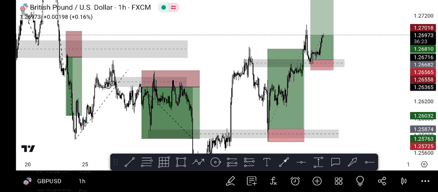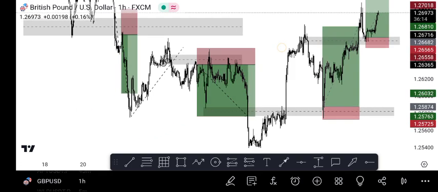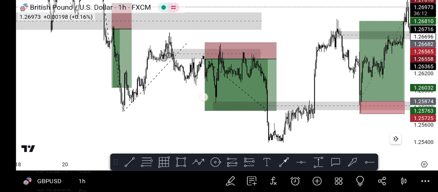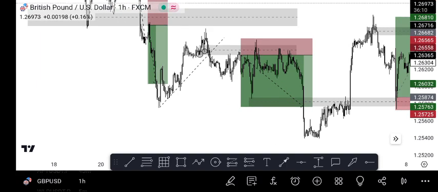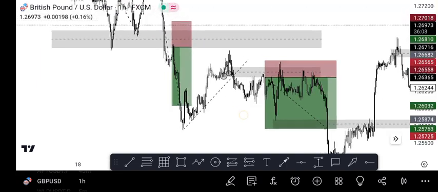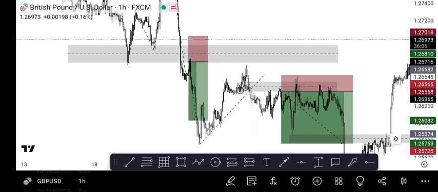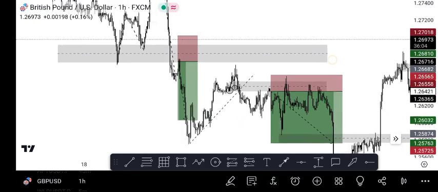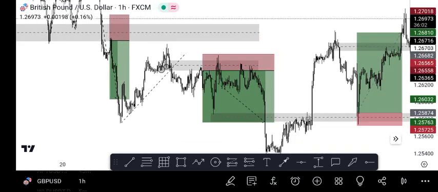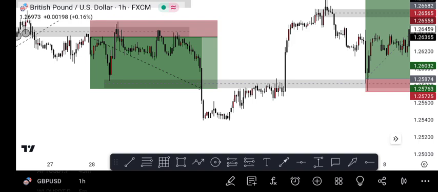So we want to see that reaction, those multiple touches, that struggle. We want to see price struggle and reject from a particular zone. If you look at every support and resistance level that I have marked out, you will see one thing in common: there was a rejection at some point, meaning price had multiple touches around that zone. All right, there was a struggle before it finally broke.